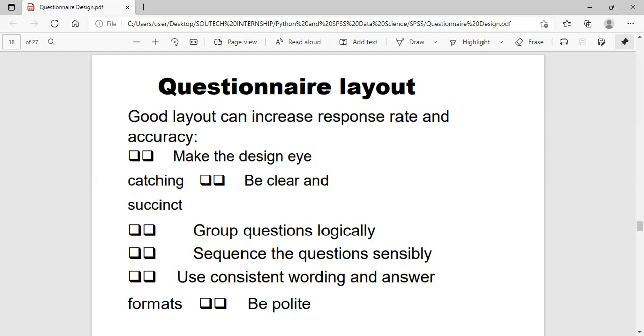Next, sequence the questions sensibly. Don't disorganize the questions, like I just said. Make them look sensible. Let this lead to this, lead to this, and lead to that.